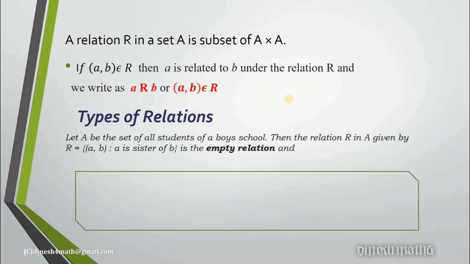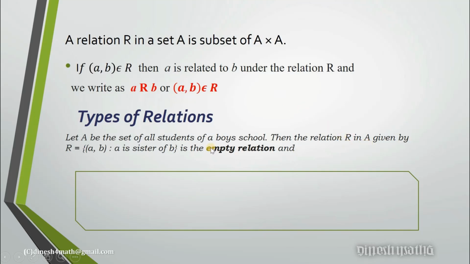So let A be the set of all students of a boys school. Then the relation R in A is given by A is sister of B. Now if you notice here, for every relation there are two important things. One is the set A on which the relation is defined, and the second is how the relationship exists. So these are the two things you have to note down.